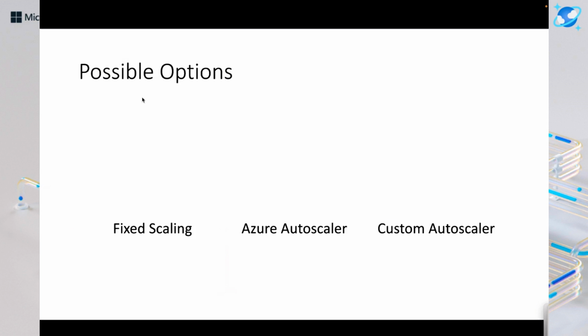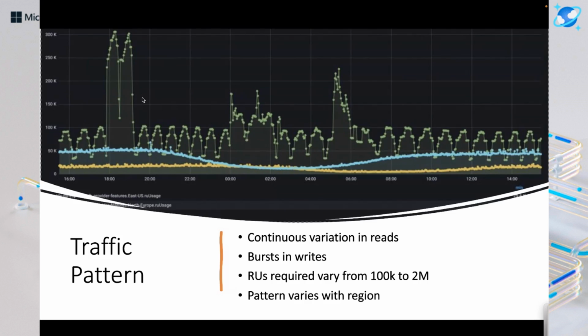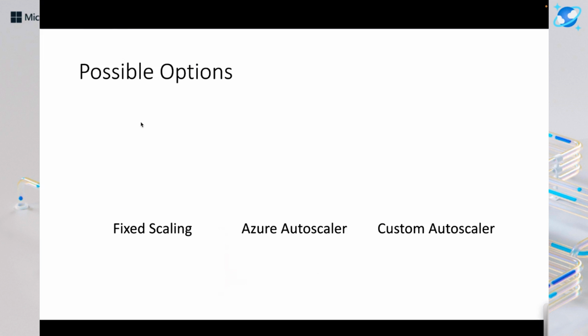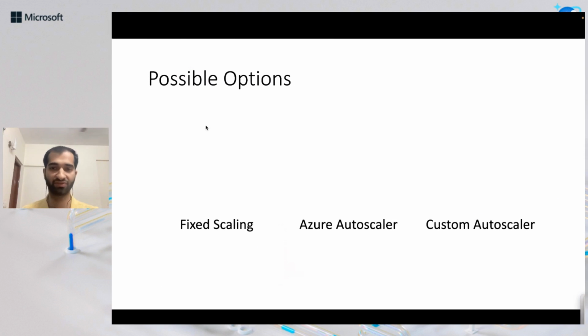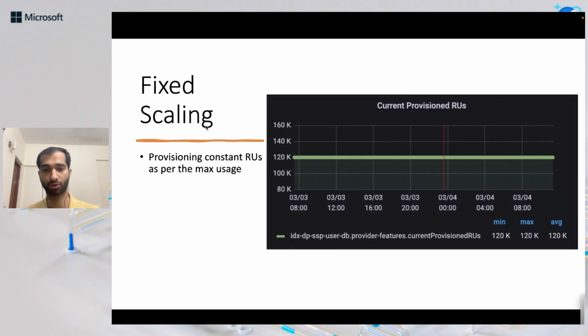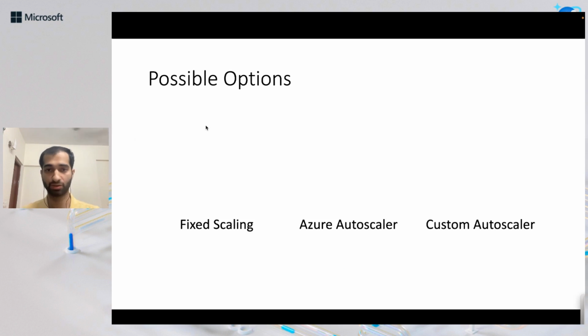So now let's move forward. Given that there is so much variation in the traffic, we have a few options for scaling and for setting the RUs. These options are fixed scaling, which is basically just setting a constant number of RUs and forgetting about it. Then we have the Azure Autoscaler, and then we have a custom autoscaler that is an in-house solution.